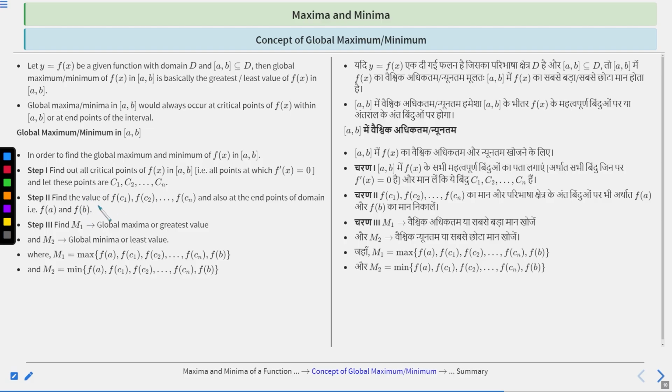Step 2, find the values of f(c1), f(c2) till f(cn), and also at the endpoints of the domain, that is f(a) and f(b). Step 3, find M1, the global maxima or greatest value, and M2, the global minima or least value, where M1 is equal to the maximum of f(a), f(c1), f(c2) till f(cn) and f(b), and M2 is equal to the minimum of f(a), f(c1), f(c2) till f(cn) and f(b). Clear? You have to remember this.